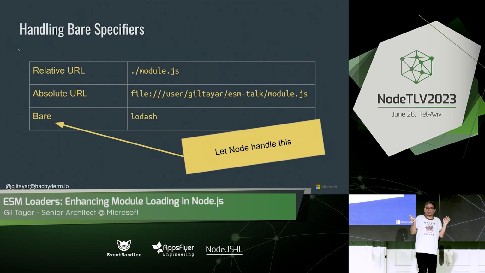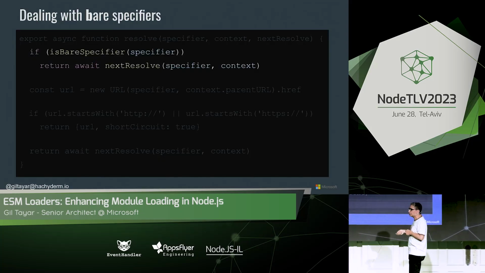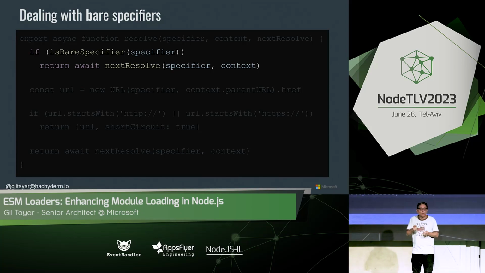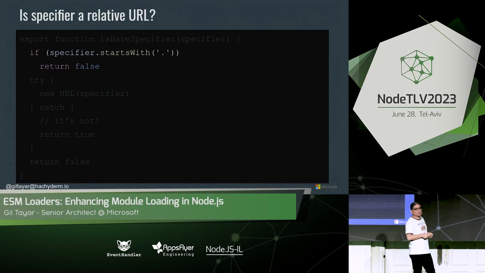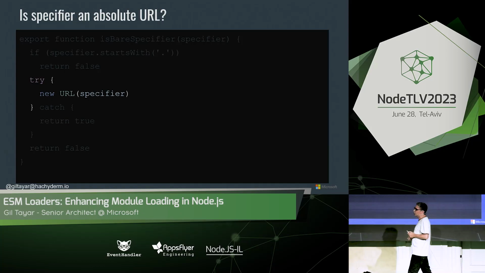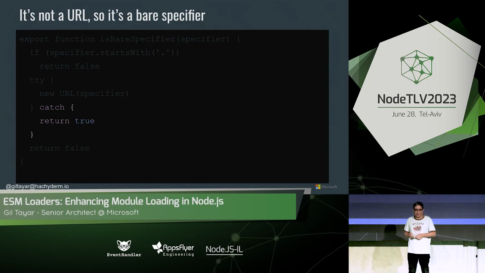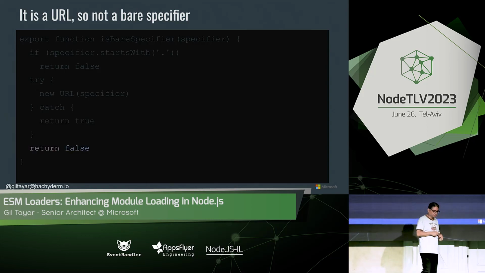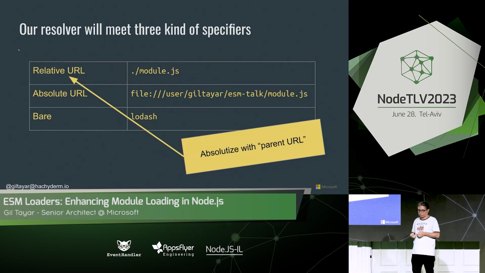So bare specifiers, we don't know what to do with them. We'll let Node handle them. We need to deal with relative and absolute URLs. So what we do is, if this is a bare specifier, we'll see this function in a second, we call Node. So how does the bare specifier check work? If it starts with a dot or a slash, it's not a bare specifier, it's relative, boom. Otherwise, we try and check if it's an absolute URL by parsing it using new URL. If it fails, then it's a bare specifier, otherwise it's an absolute URL. So we dealt with bare specifiers. Now we have relative and absolute.